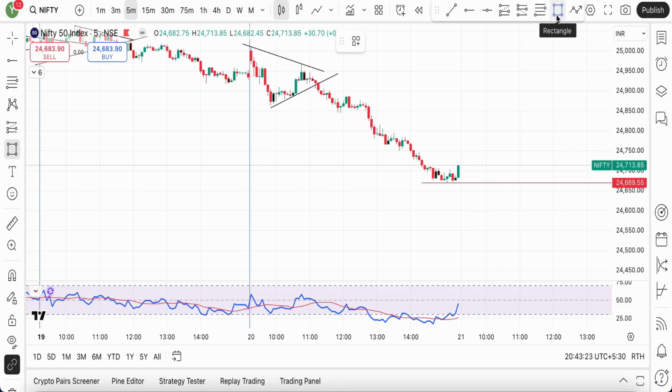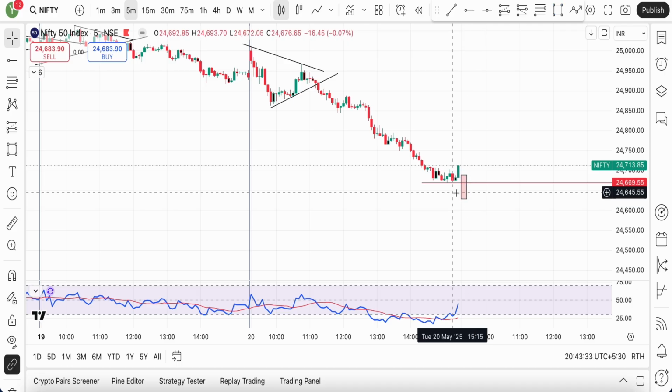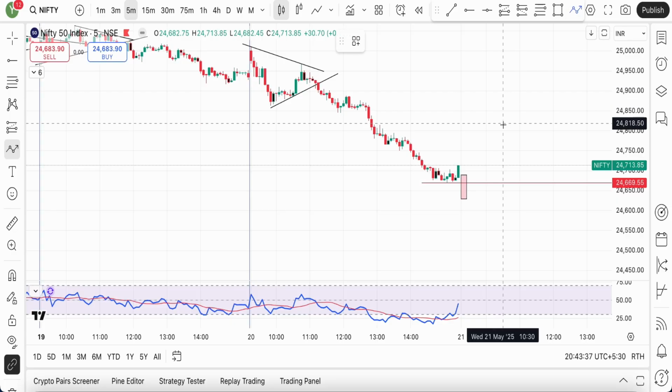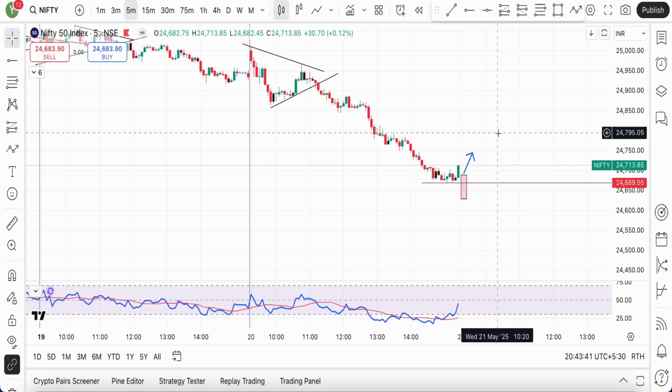So my first setup for tomorrow will be: the market opens flat with a little gap down and forms a bearish candle while breaking the previous day's low. Once the high of this candle gets taken out, we can plan a trade on the long side. Here we do not need to wait for a pullback.